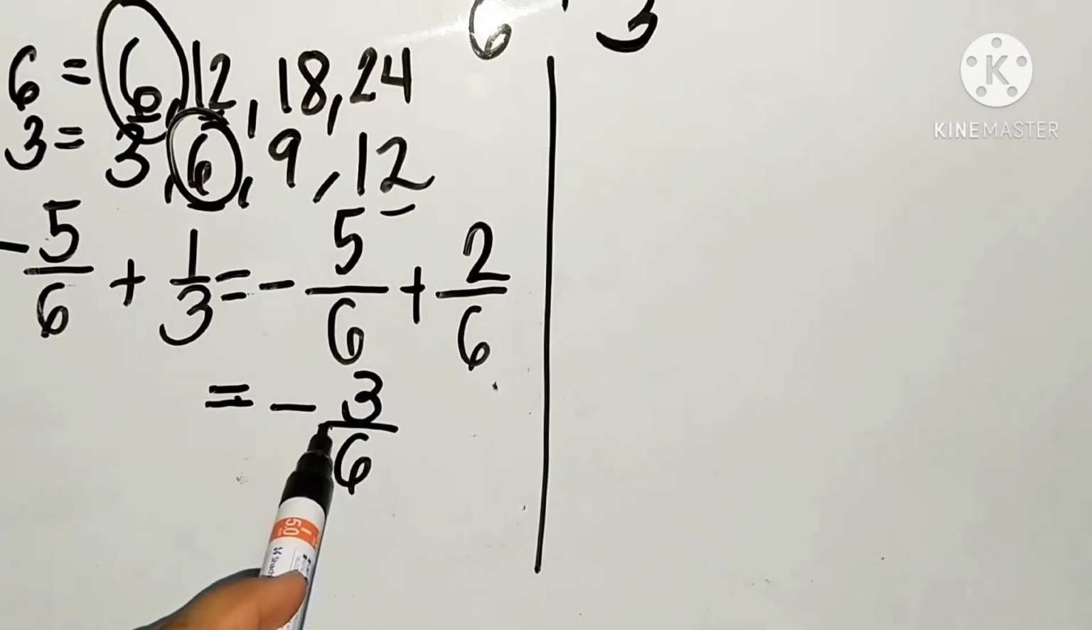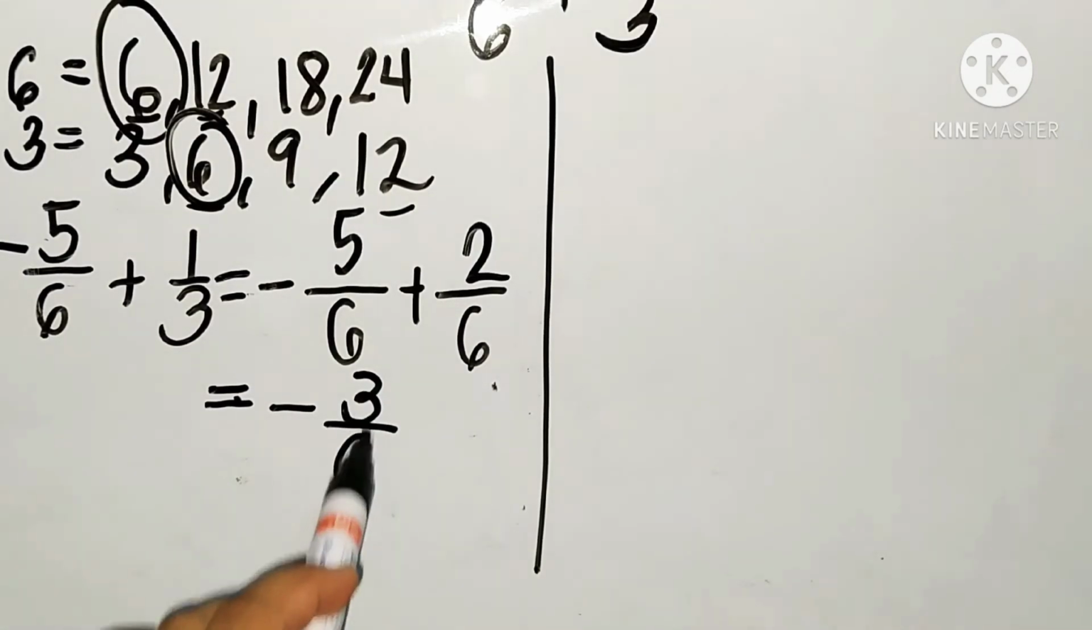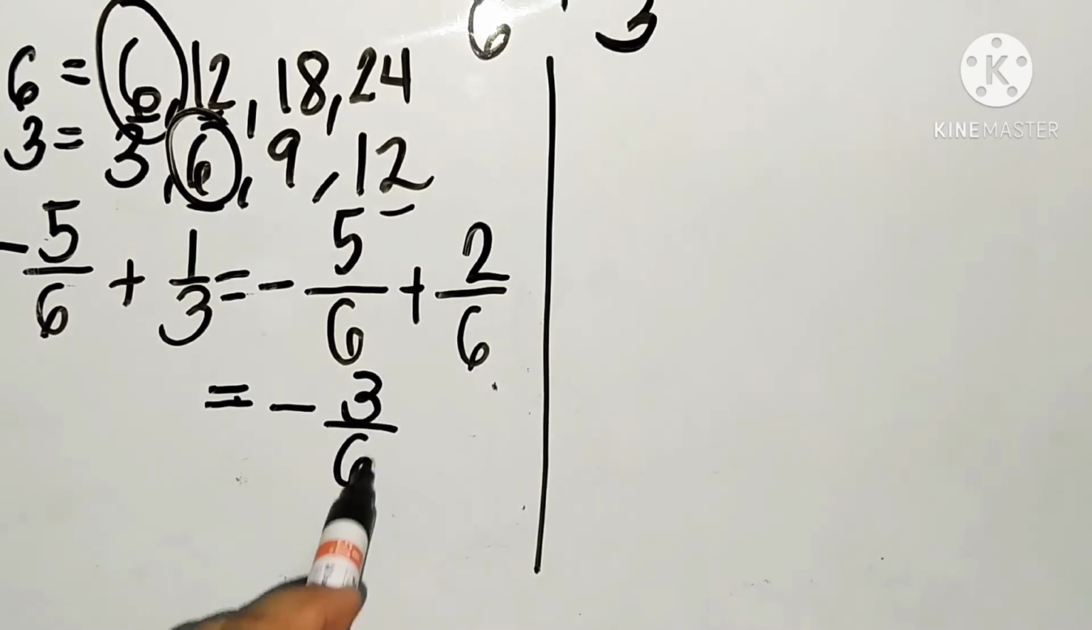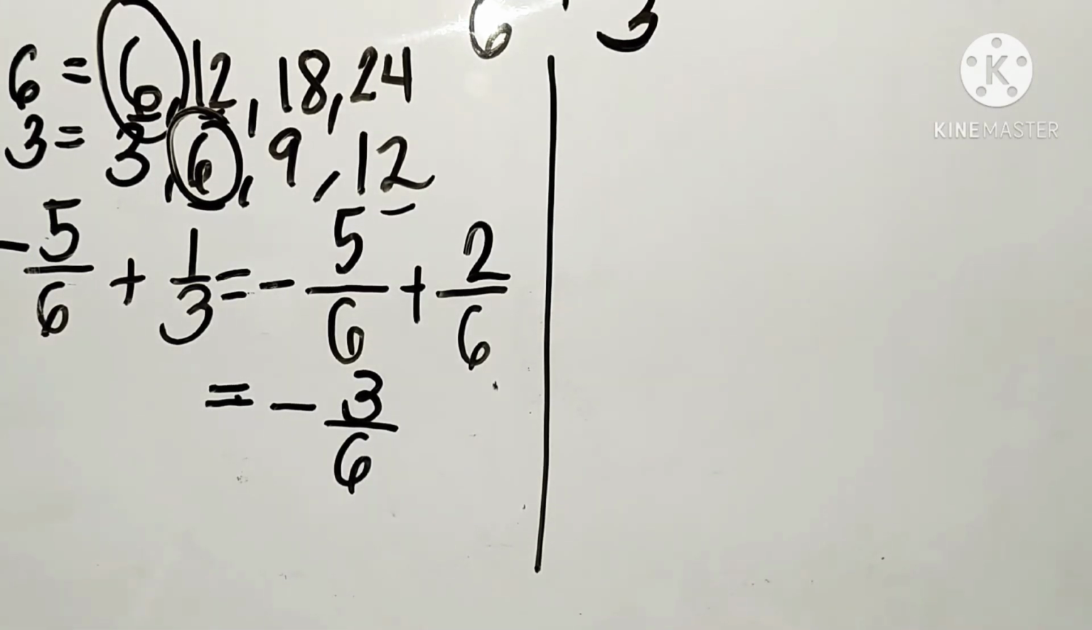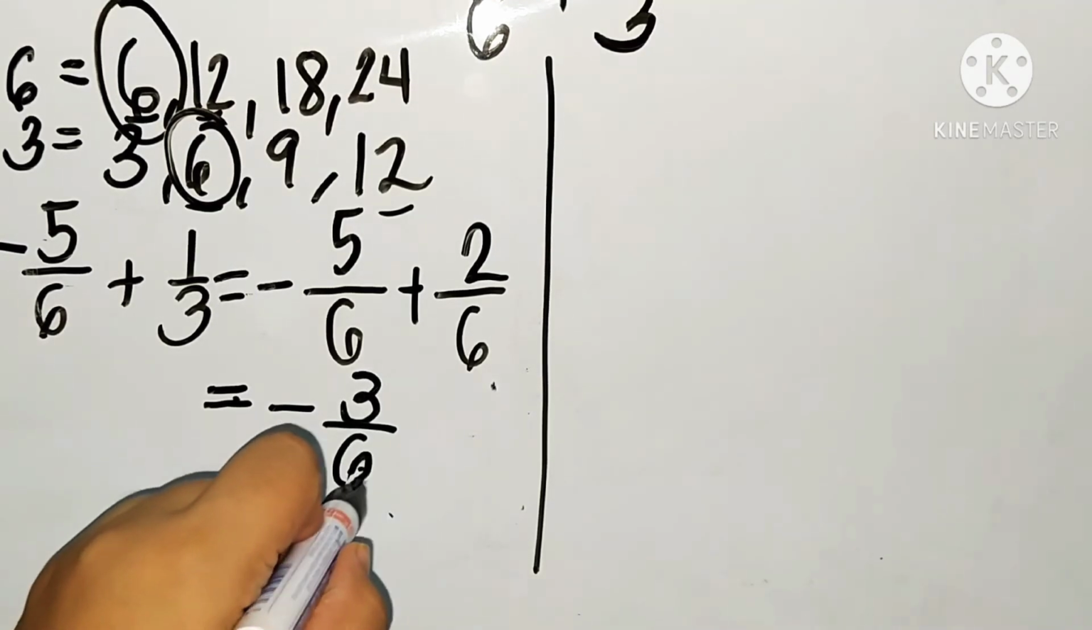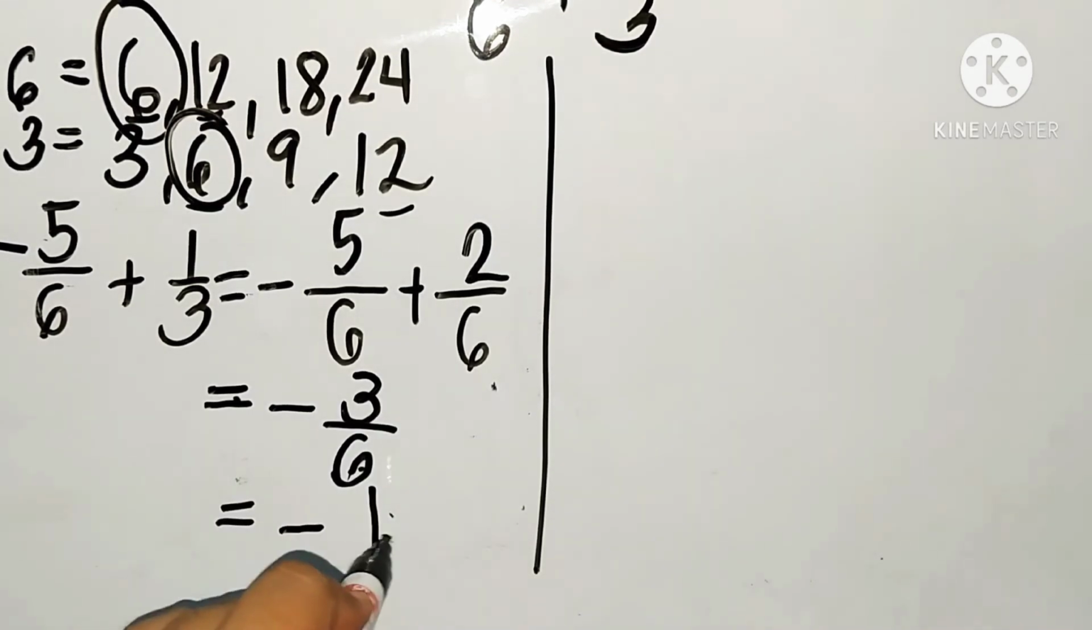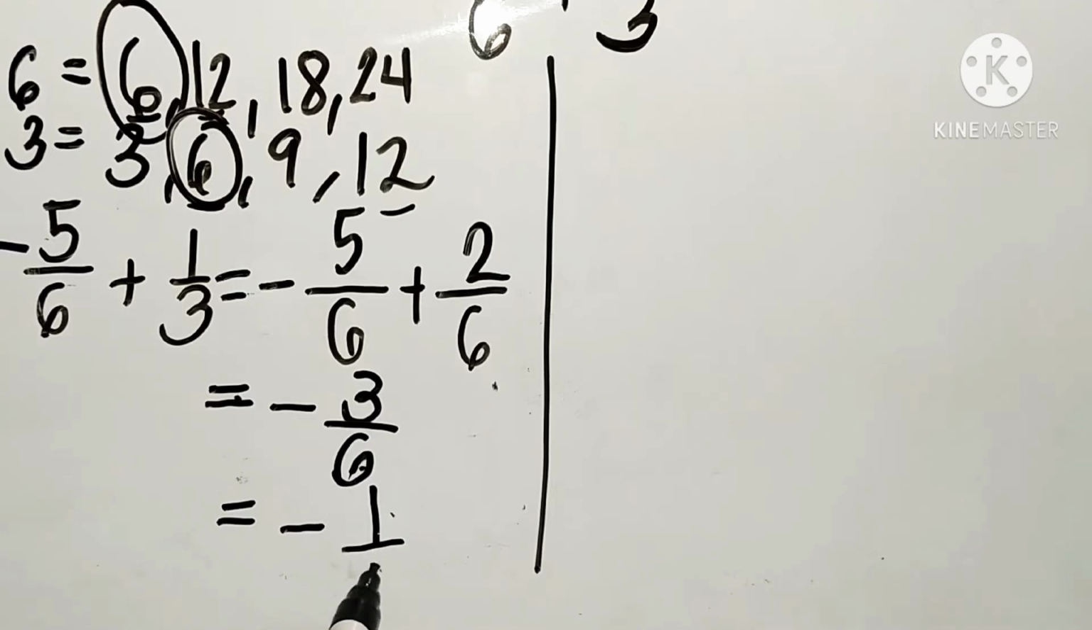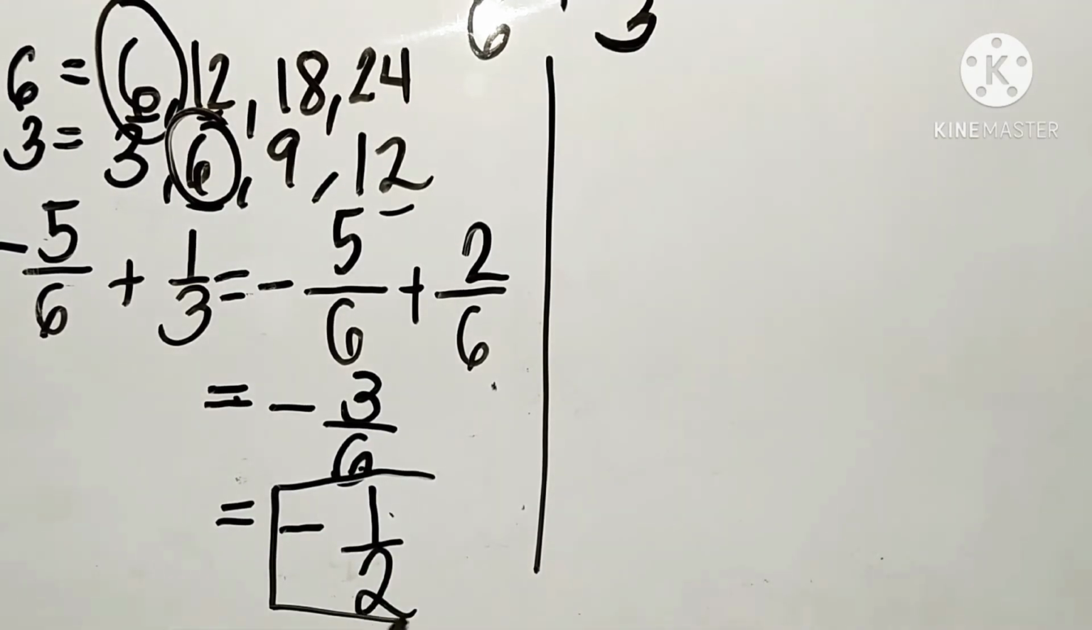Kung mapapansin nyo, yung 3 at 6 ay mayroong common factor. Ano yung common factor ng 3 and 6? Siyempre, 3. I-divide natin yung 3 and 6 by the greatest common factor, which is 3, para makuha natin yung lowest term. So, magiging una, copy natin yung negative sign, so hindi naman magbabago yan. So, 3 divided by 3 is 1, and 6 divided by 3 is 2. So, therefore, the final answer is negative 1/2.